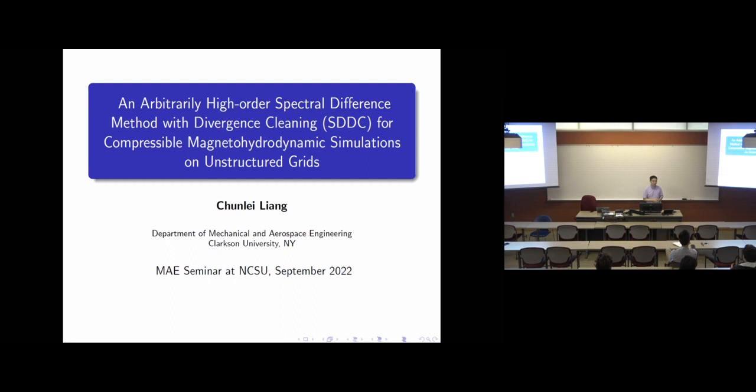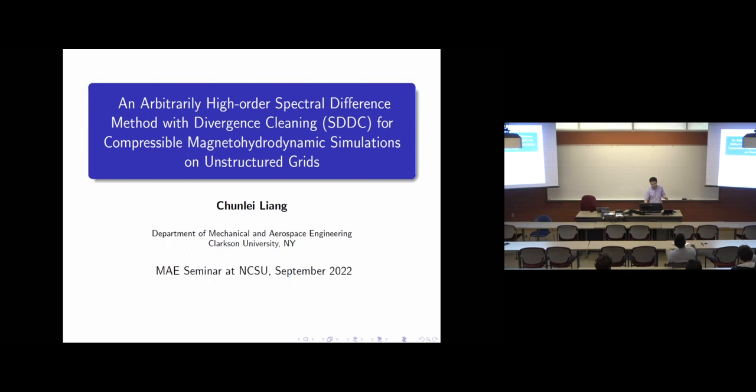So I will mostly talk about how to construct a high-order algorithm that is stable for simulating MHD on unstructured mesh. And the algorithm that we created is called the spectral difference method with divergence cleaning. We are quite excited because just this year we published this algorithm.